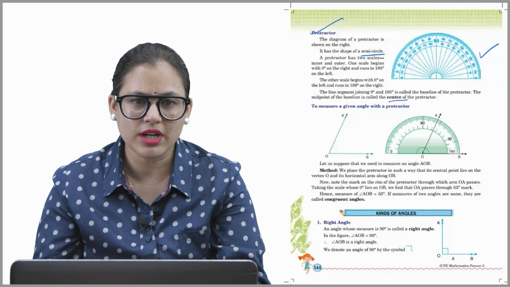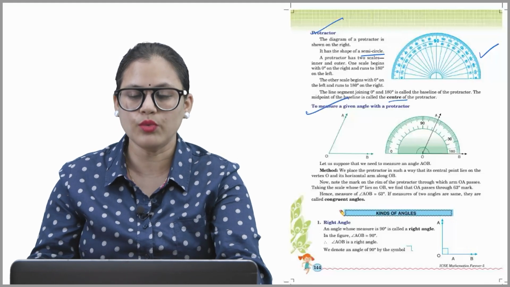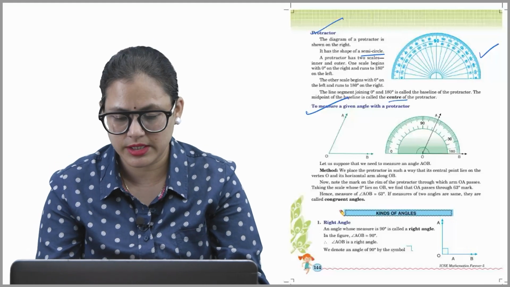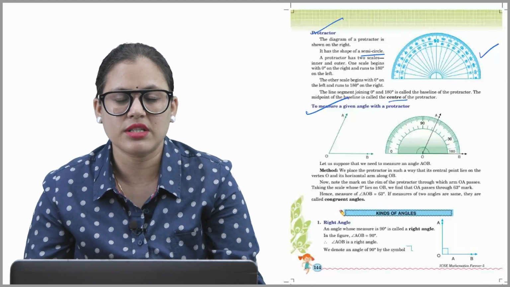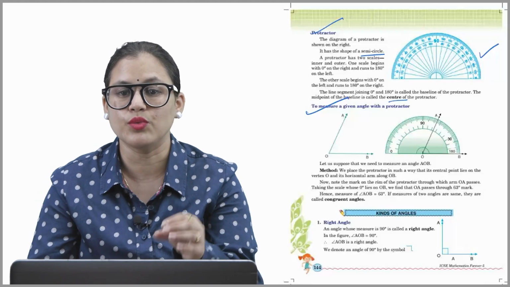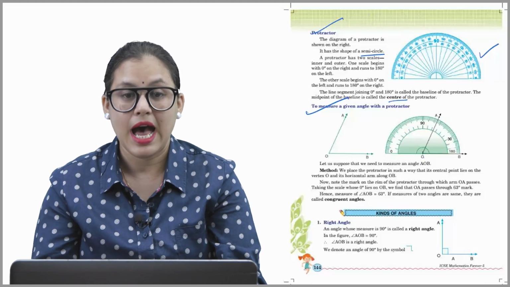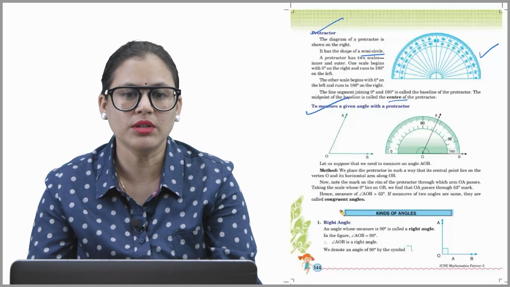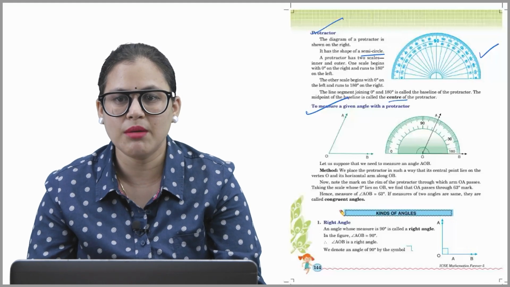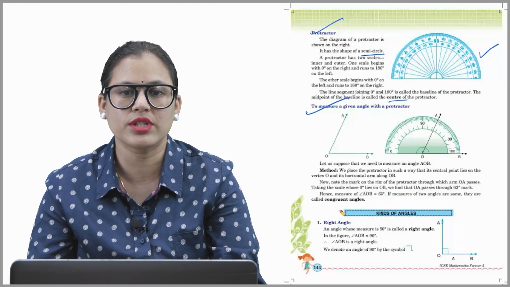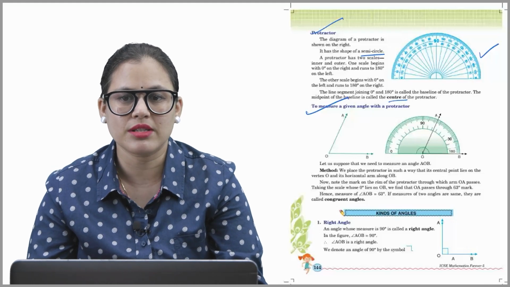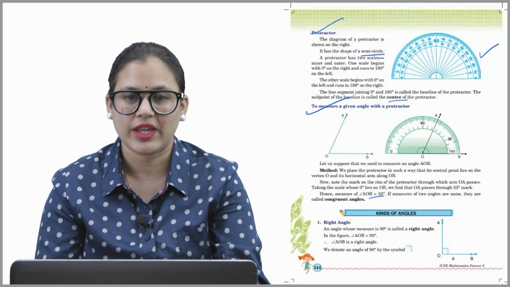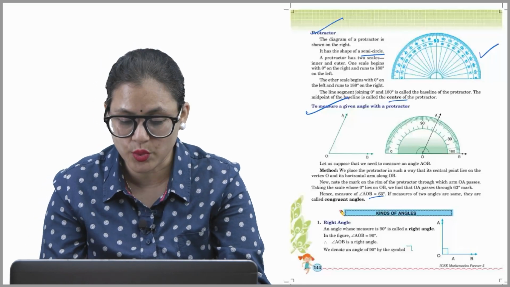Now, to measure a given angle with a protractor. Let us suppose that we need to measure an angle AOB. We place the protractor in such a way that its central point lies on the vertex O, as you can see here in this picture, and its horizontal arm along OB. Now, note the mark on the rim of the protractor through which arm OA passes. Taking the scale whose 0 degrees lies on OB, we find that OA passes through the 63 degree mark. So the measure of angle AOB is 63 degrees. If the measures of two angles are the same, they are called congruent angles.